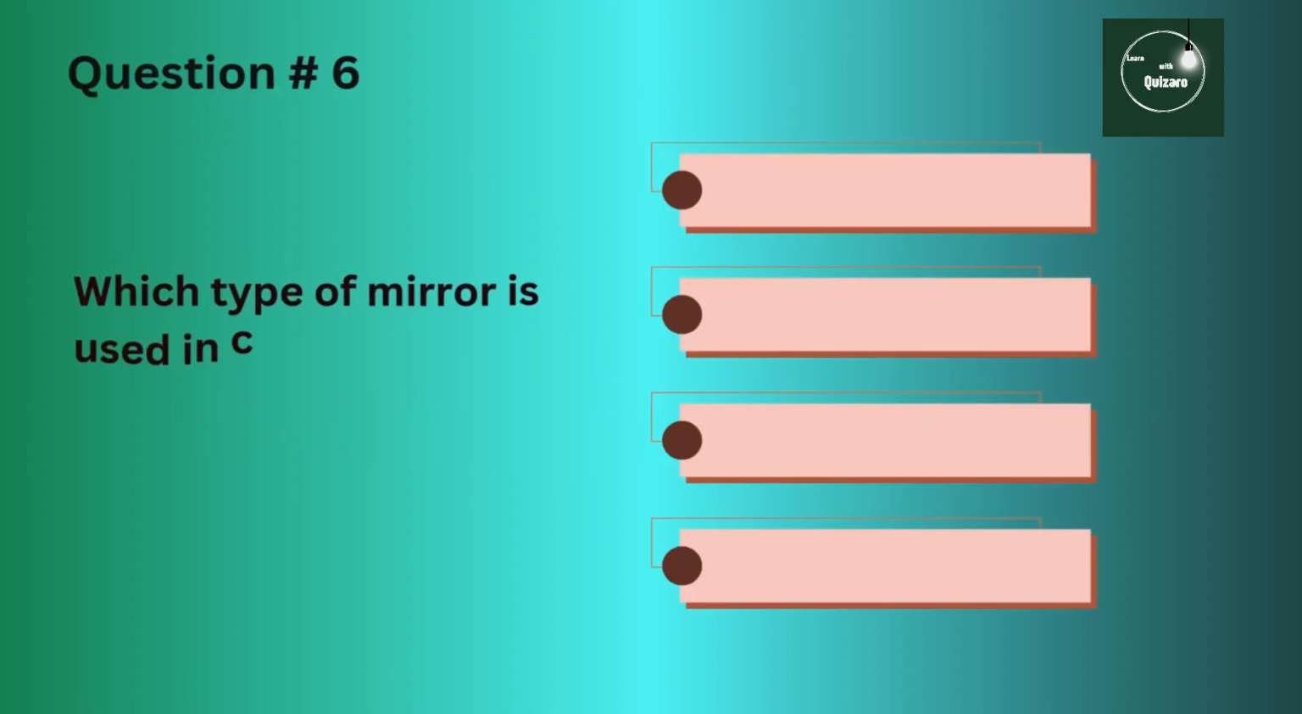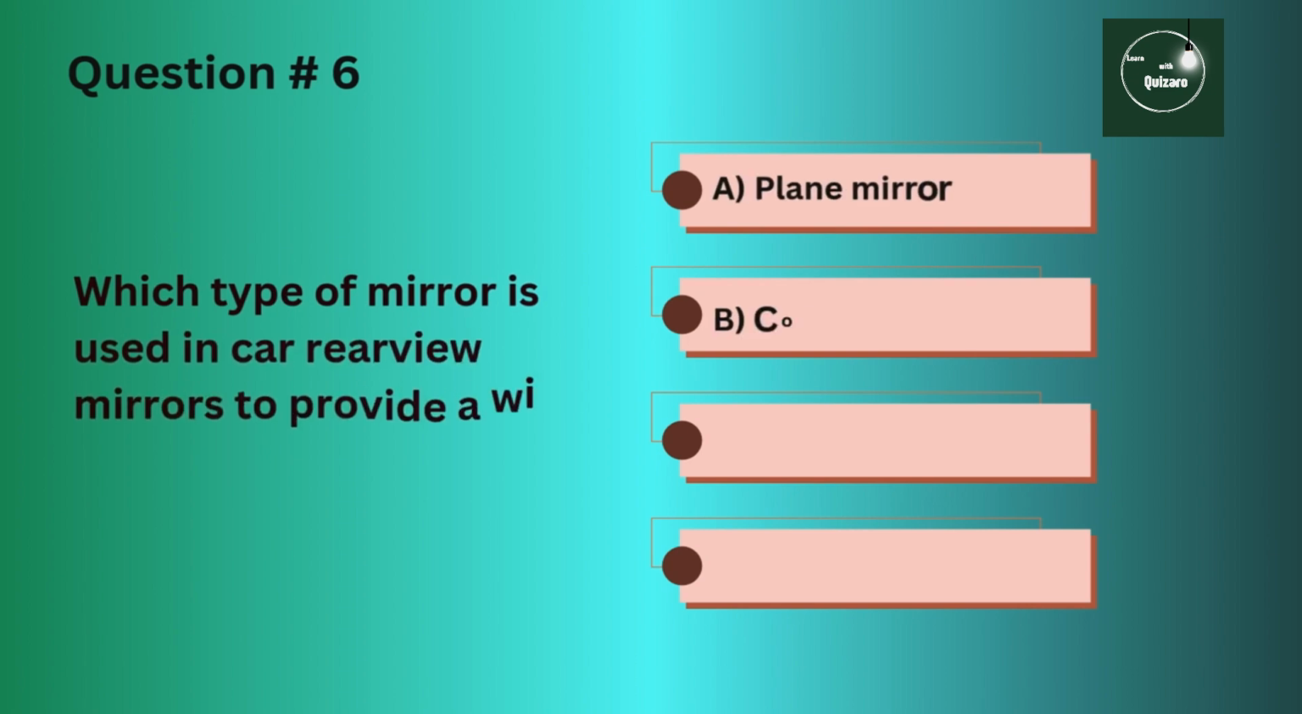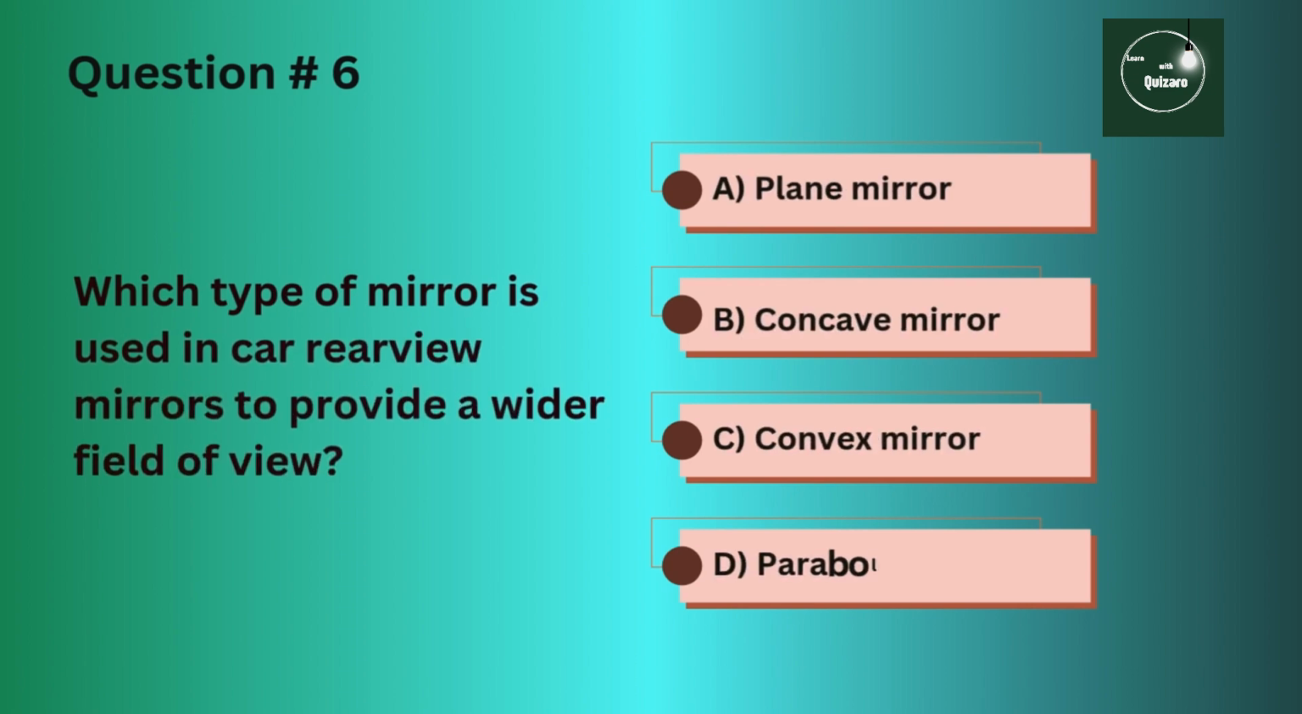Question number 6. Which type of mirror is used in car rear-view mirrors to provide a wider field of view? A. Plane mirror. B. Concave mirror. C. Convex mirror. D. Parabolic mirror.